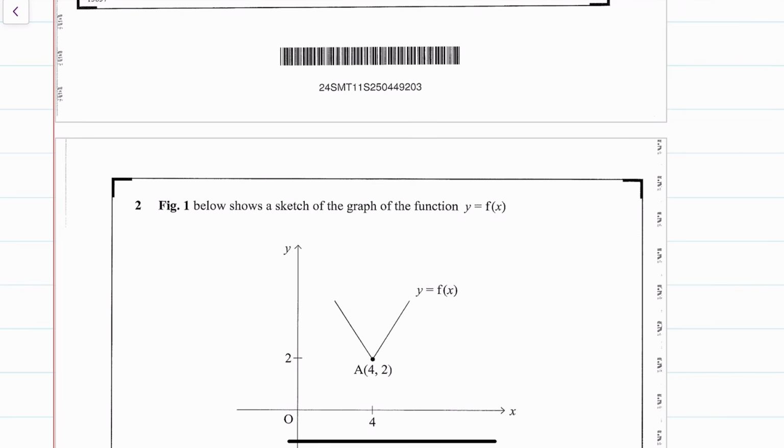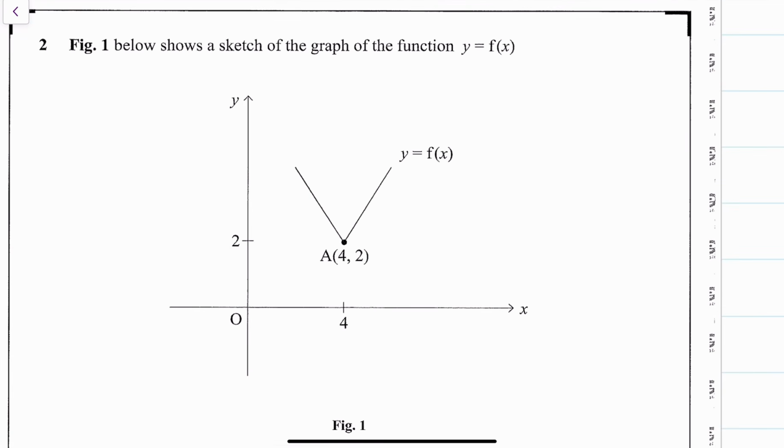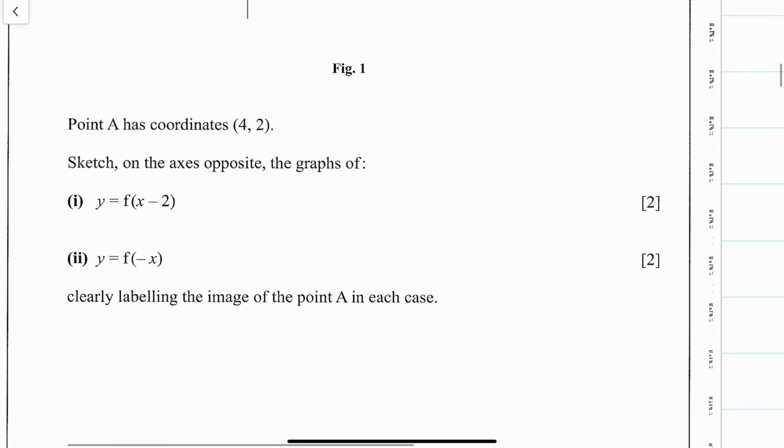Right, transformation question now. It says figure 1 below shows a sketch of the graph of the function y equals f of x, and you've got a key point, A, which is (4, 2), and the general shape of your f of x. It says sketch on the axes the graph of y equals f of x minus 2.